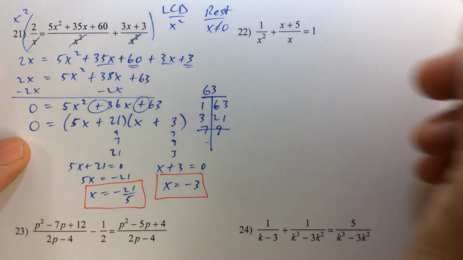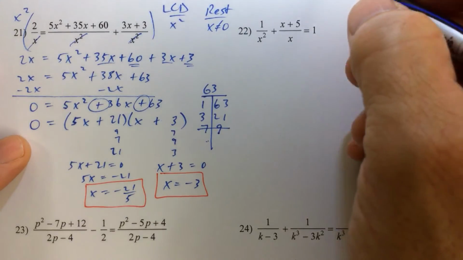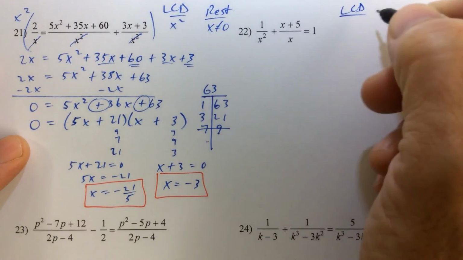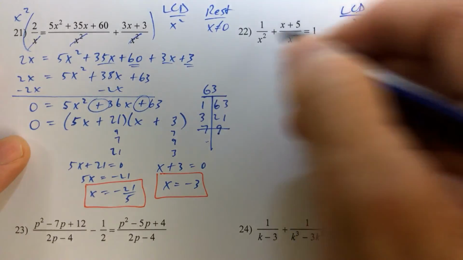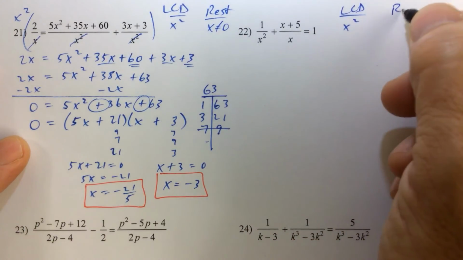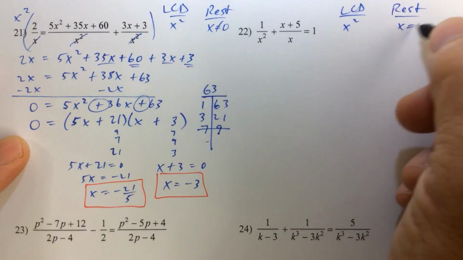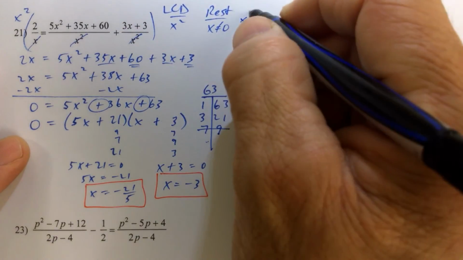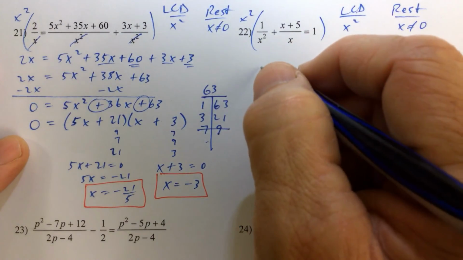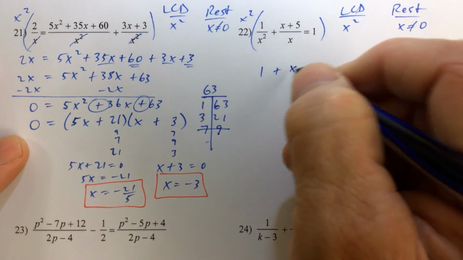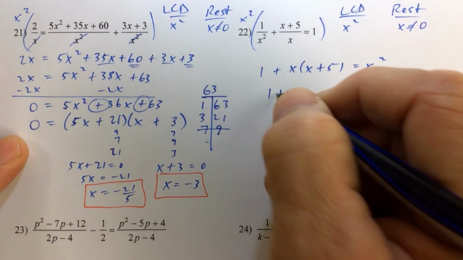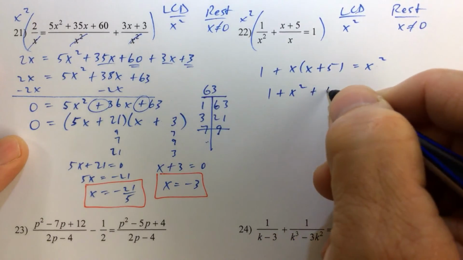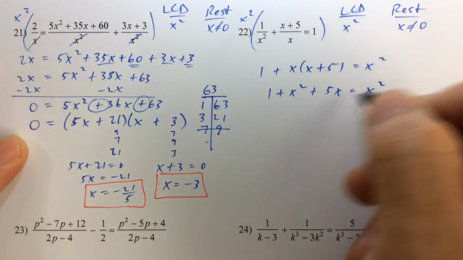So let's try to get number 22 in here as well, under the 6-minute mark. So the LCD for number 22 is x squared. All three denominators go into x squared, which means, again, the restrictions are that x is not allowed to be 0. Multiplying both sides by x squared, we get 1 plus x times x plus 5 equals x squared. Simplifying the left side, x squared plus 5x equals x squared.